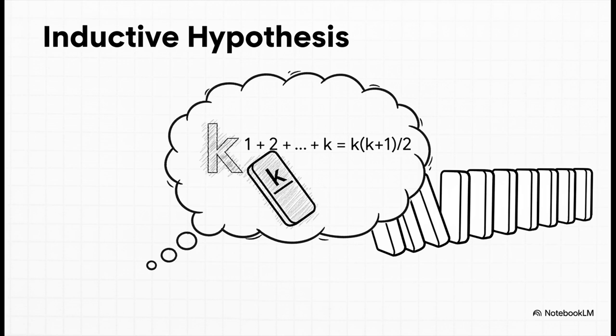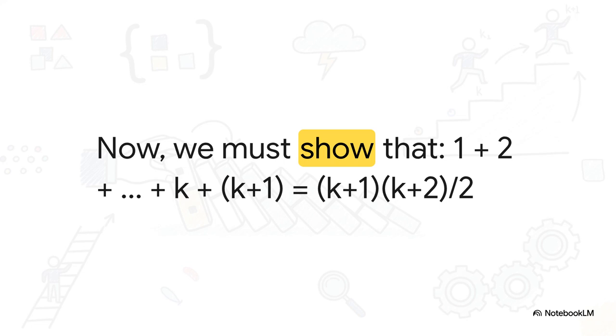What happens now? With that assumption in our back pocket, our one and only goal is to prove that the formula must also work for the very next number, k plus 1. This is what we have to show. If we can prove this part, we've proven the domino effect is real. The chain reaction is guaranteed.